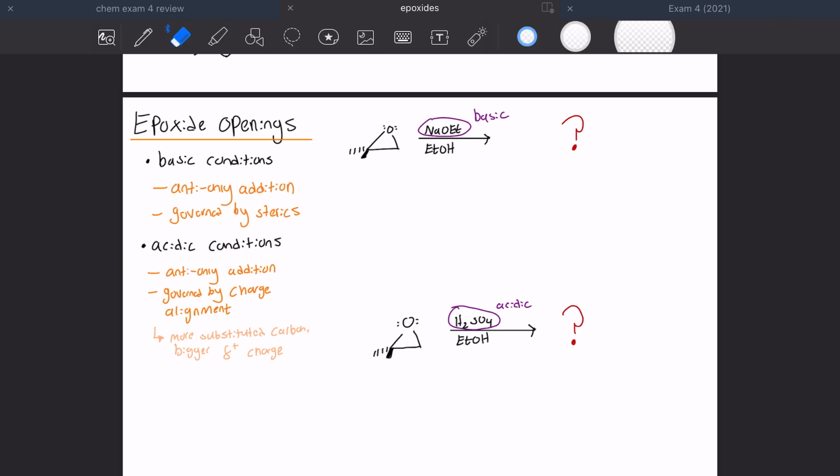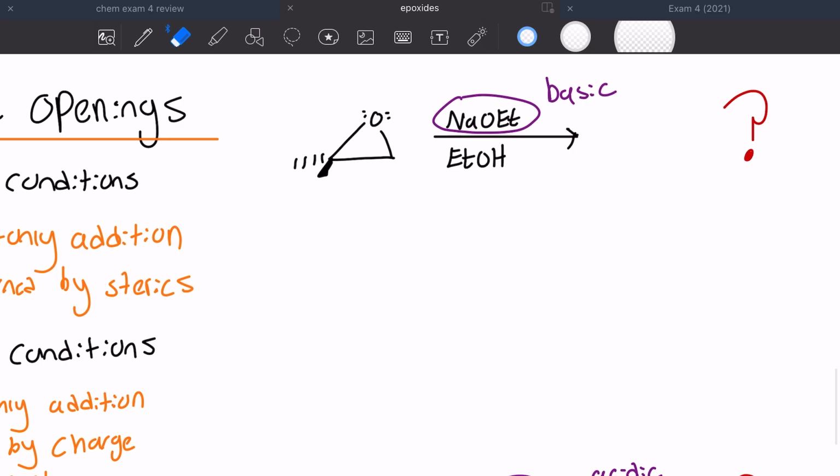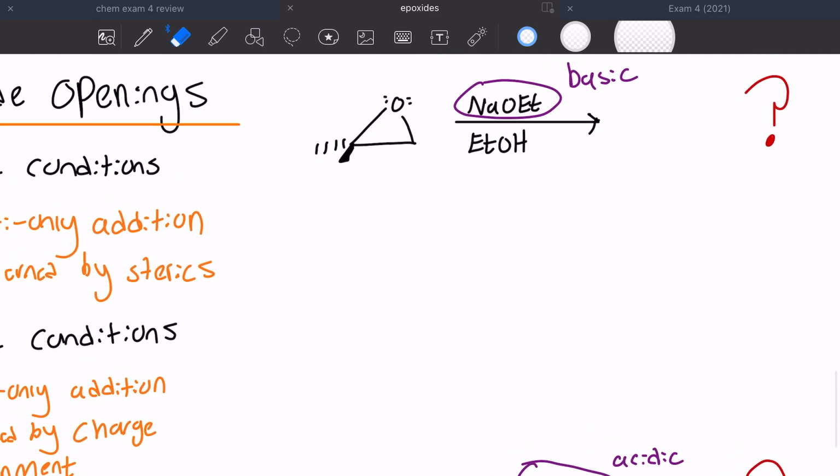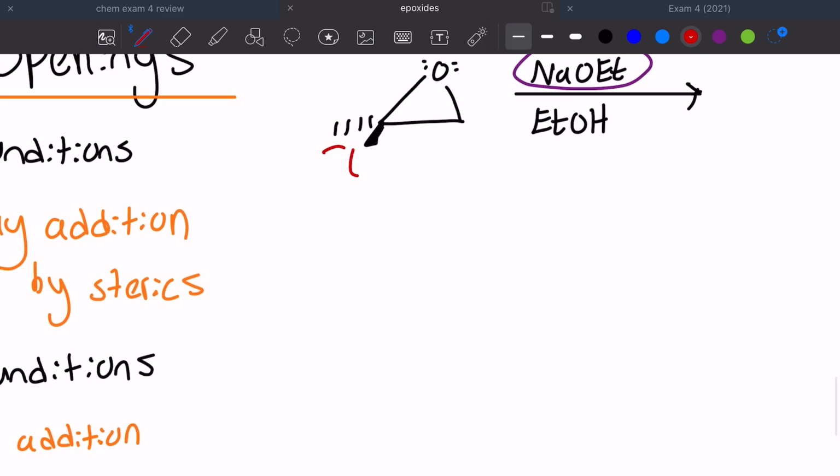So there's either basic conditions or acidic conditions, and for both basic and acidic, they have anti-only addition of the nucleophile that comes in and breaks open the epoxide. And for basic, it's governed more by sterics. So I've drawn the same two starting material substrates of the epoxide. For basic, it's governed by sterics. You can see that this is very sterically hindered over here, so it's not going to want to add to that carbon. It'll instead add to this carbon that I've circled.